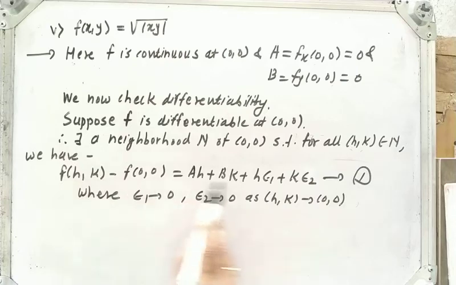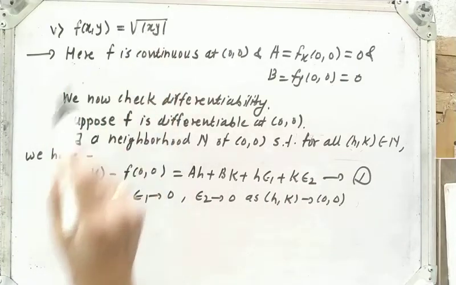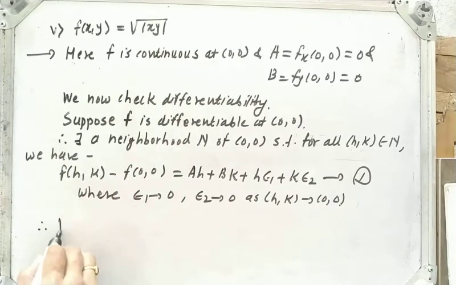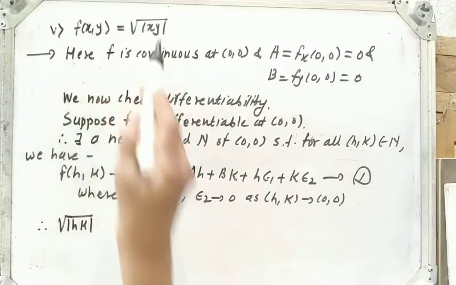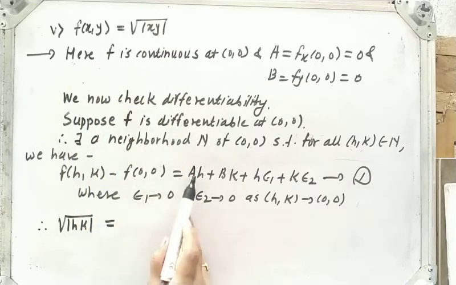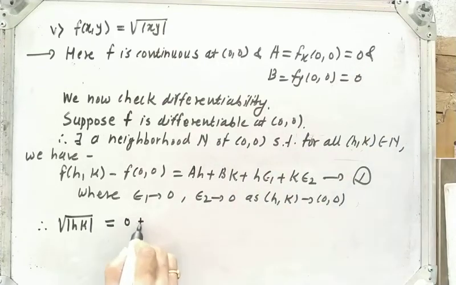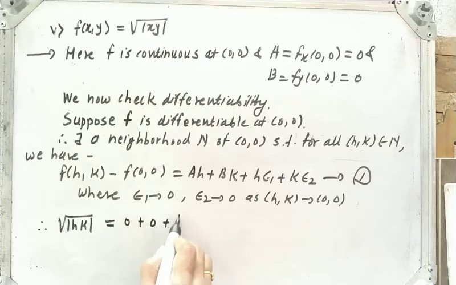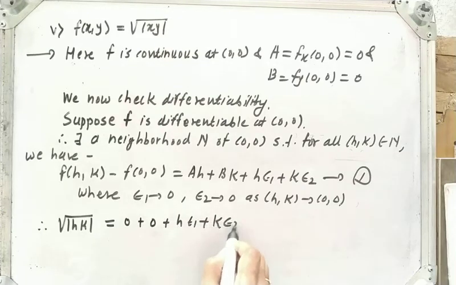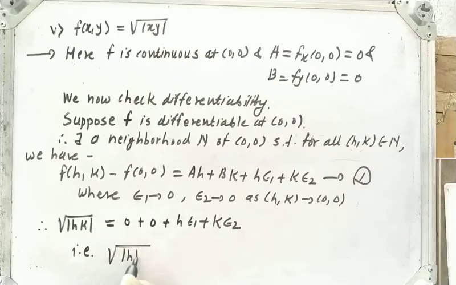Now let us substitute the values in equation 1. What is f(h,k)? f(x,y) is the square root of mod of x into y, so f(h,k) will be the square root of mod of h into k. What is f(0,0)? That will be 0. What is a? a is 0, b is 0. So it is 0 plus 0 plus h epsilon 1 plus k epsilon 2. That is what we get: square root of mod of hk is equal to h epsilon 1 plus k epsilon 2.